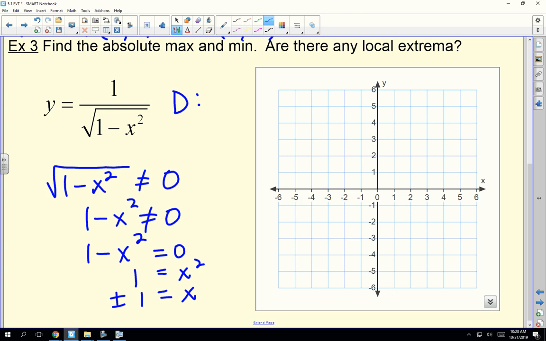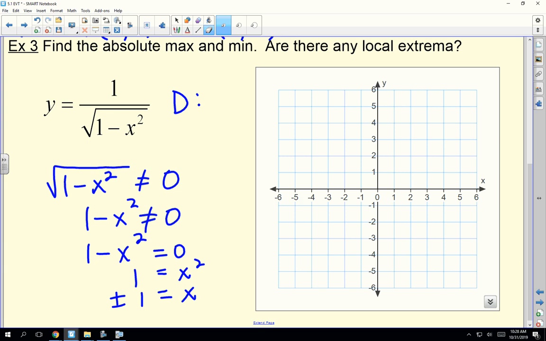Could you have like 2? Would 2 work in here? Just try it. Put 2 in. 2 squared is 4, and 1 minus 4 is negative, so you run into problems with the square root part of it. So not only can the bottom not equal 0, but we have an inequality. What is the inequality here? It's a compound inequality, an in-betweener. Can it include 1 or negative 1?